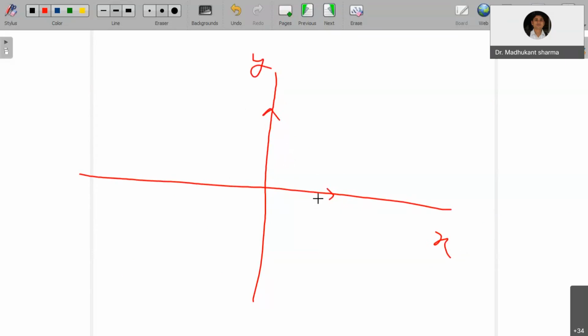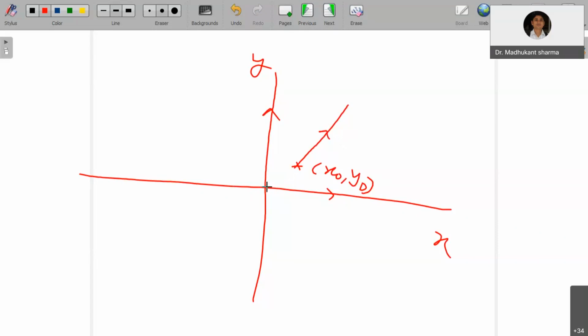But it may be the case that a person, maybe not at the origin, let's say at point (a, b), or let me say (x naught, y naught), may move in any direction. What is the rate of change in that direction?